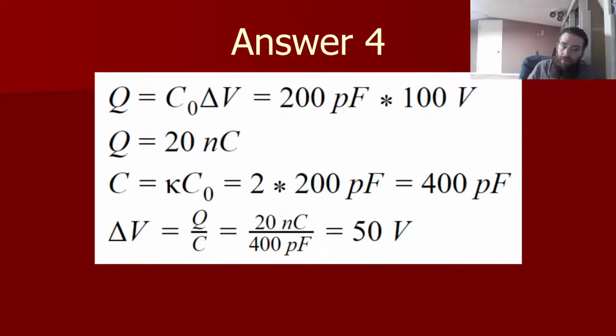So then we calculate the new capacitance. We calculate the new capacitance with the kappa in there. So kappa is 2, so that gives us a capacitance of 400 picofarads. So with the new one, with the same charge, because again it's not hooked up, we can find that by simply sticking that dielectric in there, we now have just 50 volts.